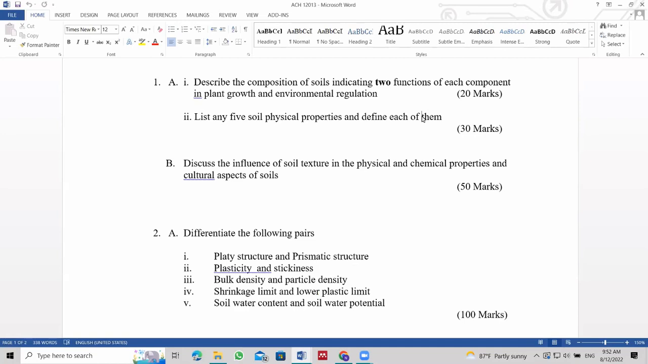Okay, provide nutrients. What else? Provide anchoring or physical support to the plant. Okay, right? And also they provide the space for aeration and water content. Everything is provided by the solid particles. If solid particles are not there, air or water cannot help. What about organic matter? Organic matter, 2 functions.